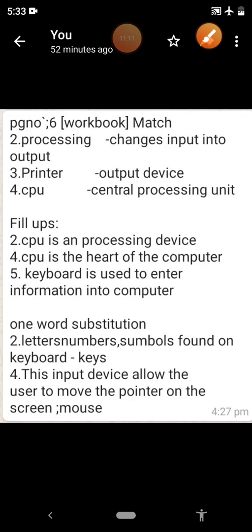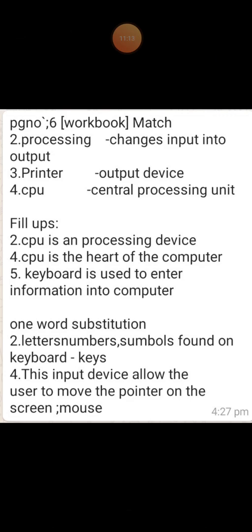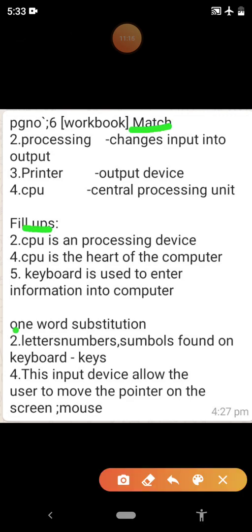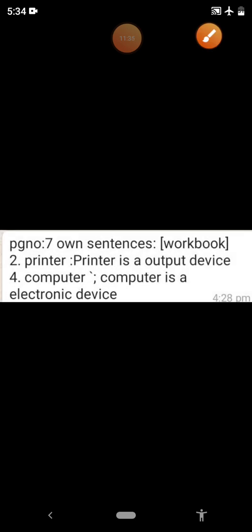And then page number 6, match and fill-ups and one-word substitution. Not all the questions, don't confuse. What are the things we have learned in this lesson? That question only I have written. Rest of the questions will be written in the next class. Okay. So this is match, fill-ups and one-word substitution. And page number 7, own sentences. Okay.